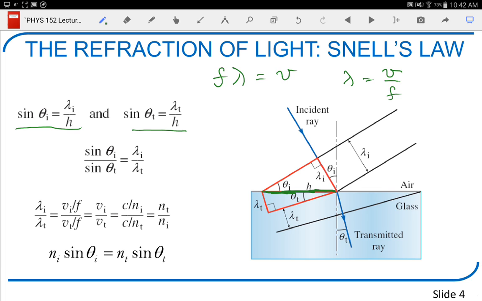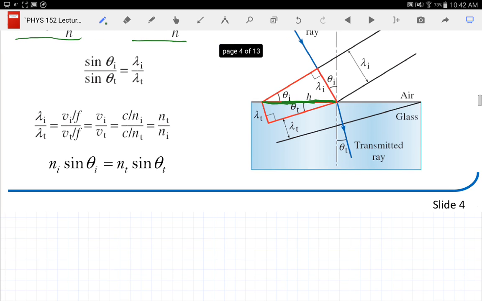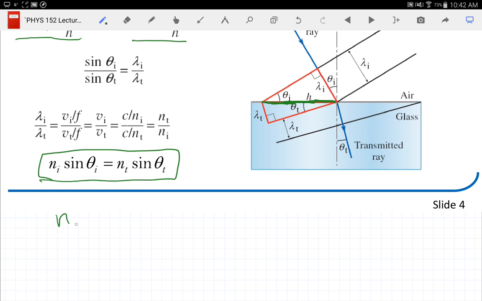But here's where things get most interesting. You can go through the math steps here. I'm not super interested in going through the math steps because they're simple. This here is what we get for Snell's law, where we have a new definition. n is equal to the speed of light in vacuum divided by the speed of light in the material. c, remember, is always the speed of light in vacuum. v is the speed of light in the material. So n is called the index of refraction.